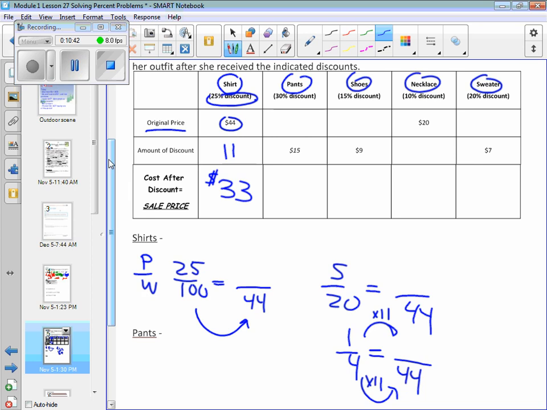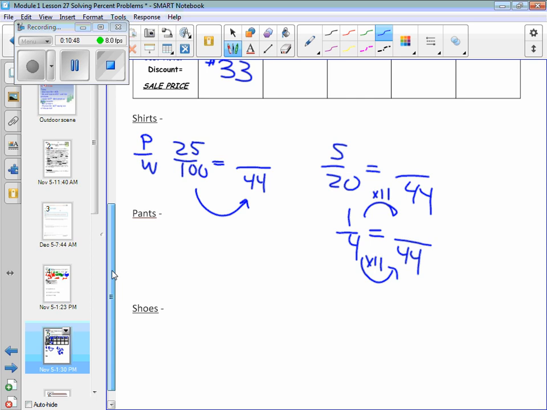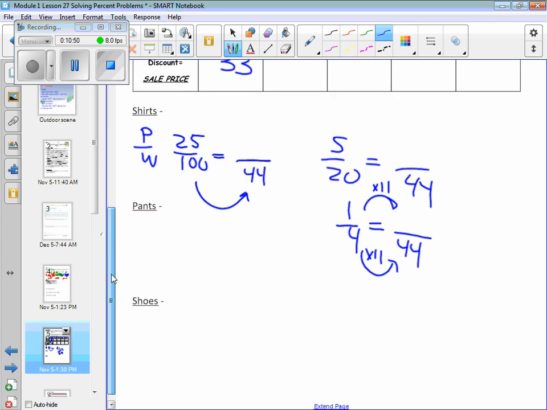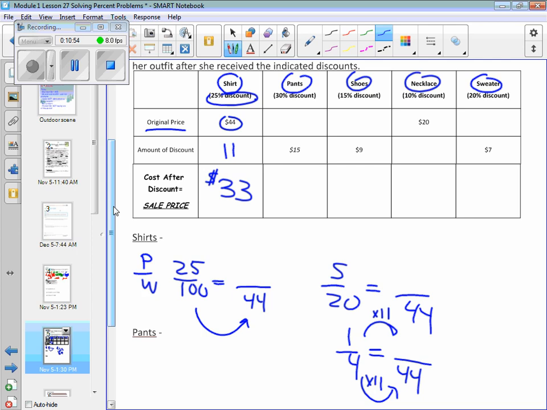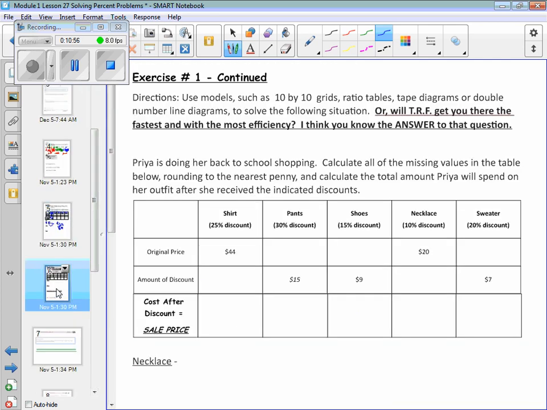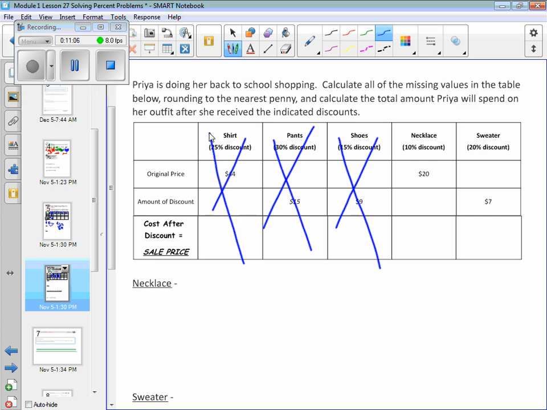All right, listen up a minute before I let you guys go into your groups. If you notice on this first page, shirts, pants, and shoes they give you workspace for, right? If you go to the next page, this is the same exact chart repeated, but you will have already done shirts, pants, and shoes. You're doing necklace and sweater on this page.